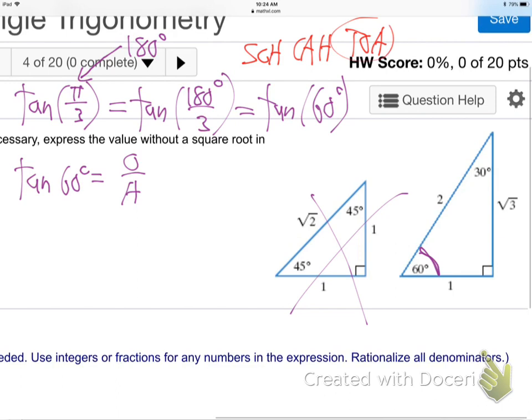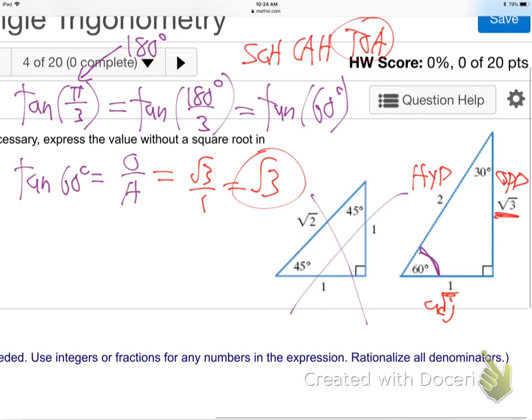SOHCAHTOA, opposite over adjacent. So opposite, which side's this? This is the hypotenuse. This is adjacent, it's next to the 60. This is opposite, it's across from the 60. So opposite over adjacent: root 3 over 1. We don't leave 1s in the bottom of a fraction. That's just root 3. You don't leave the 1, that'd be considered unsimplified. It's doing nothing, just get rid of it. It's just root 3. There it is. Questions?